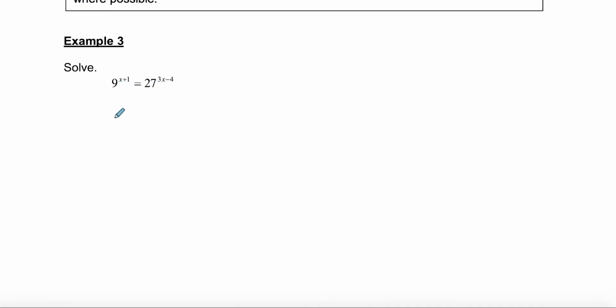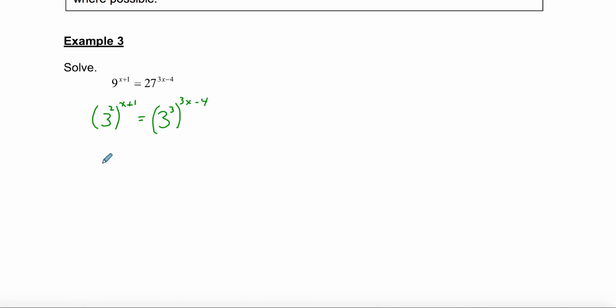Well, I need these to have the same base. 9 is the same thing as 3 squared. So I could do that. 3 squared is the same thing as 9, but I still have this x plus 1 as my exponent. On the right side, 3 to the third is 27. So I have the same base, it looks like, but I still have this exponent of 3x minus 4.